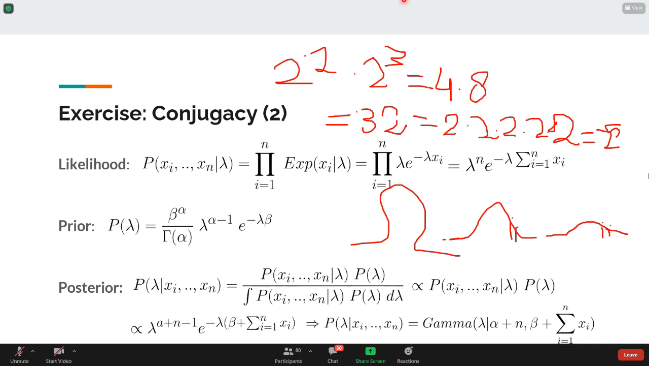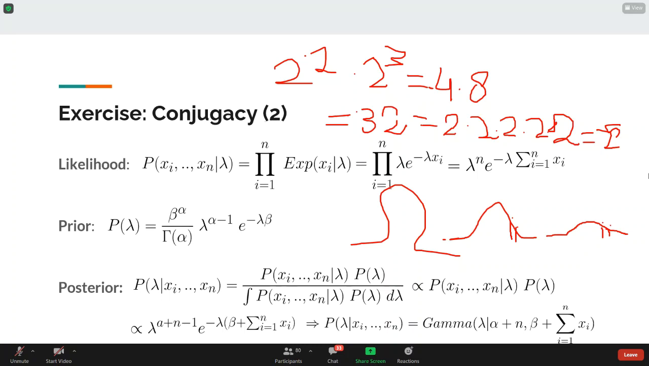Okay, and then there was another: how do you go from alpha plus n minus 1 to alpha plus n? Here it says alpha minus 1 in the prior. So if we here have alpha plus n minus 1, it's the same as filling in alpha plus n in place of alpha. Same concept as why we leave out the integral. In the formula of the prior there is also a minus 1. Yeah, okay, that's the answer to another question.